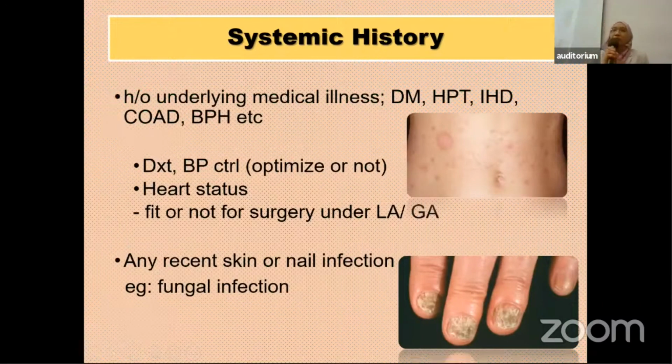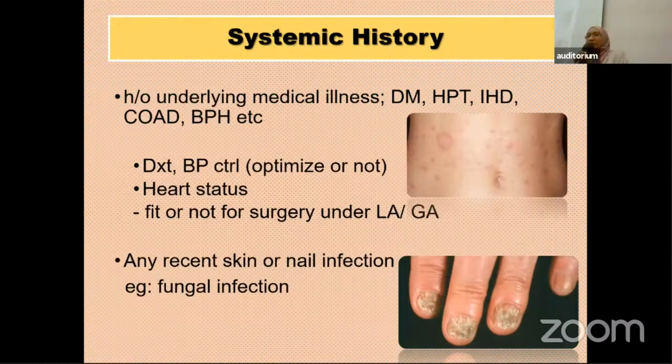For systemic history, most of our patients are actually more than 50 years old, right? Overall, elderly with a lot of medical illness, for example, diabetes, hypertension, ischemic heart disease, and also COPD. So we need to make sure everything is optimized first before planning for surgery. For example, if the patient has ischemic heart disease, we need to ask in detail about the heart status, and we should have the cardiology input also, whether this patient is fit or not, although we just plan for all under LA.